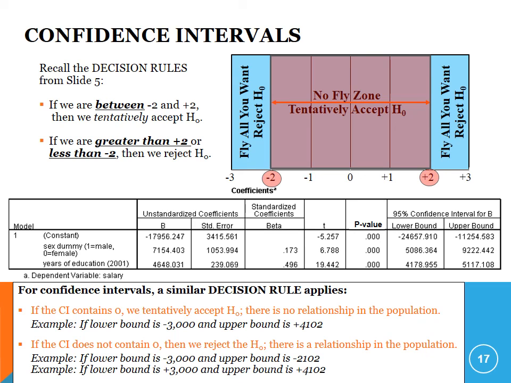Reject the null hypothesis, and then you can state that there is a relationship in this population, and specifically that relationship is going to be within that range, right? If the lower bound is negative 3,000 and the upper bound is negative 2,100, boom, there you have it, right? That's where in the population you could expect that relationship to hover around, okay? Or positive 3,000 to positive 4,100. Whatever it is that is not within that no-fly zone, that's where we're expecting the relationship to be.